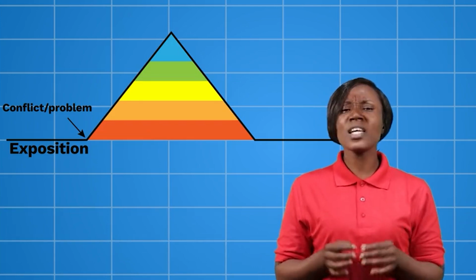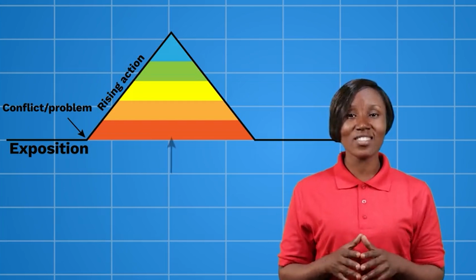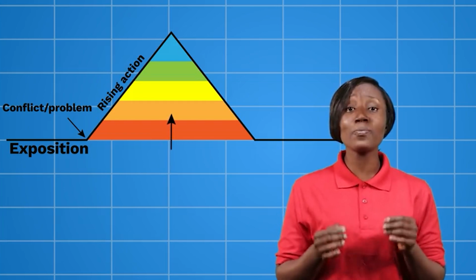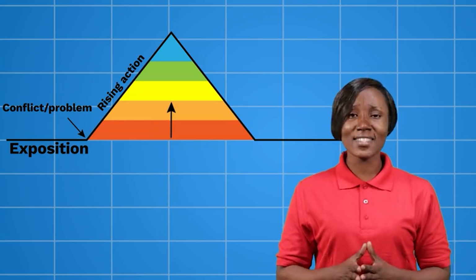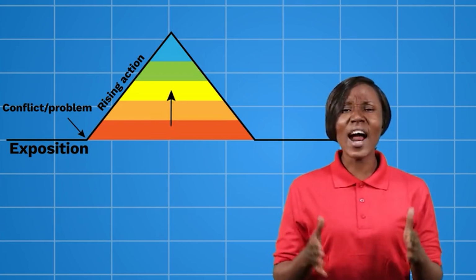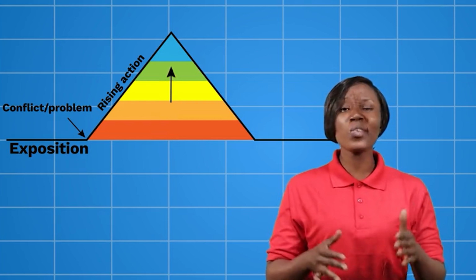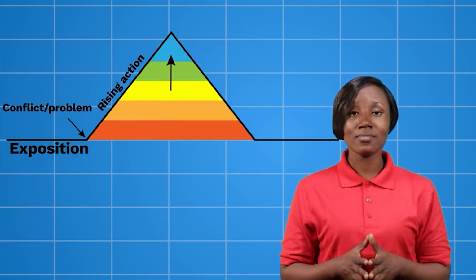The problem is followed by the rising action. This is the series of events that continues to make the problem more complicated. At this point, your characters would be having a series of misadventures that would further increase tension.